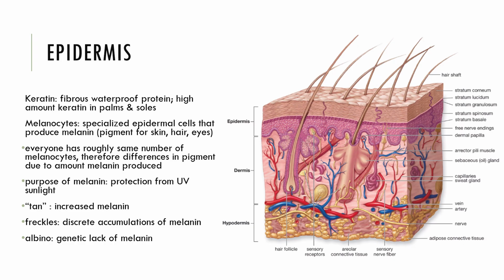So everyone has roughly the same amount of melanocytes. The difference is the amount of pigment produced. So again, everyone has roughly the same amount of melanocytes. The difference in pigment is due to the amount of melanin in those cells.